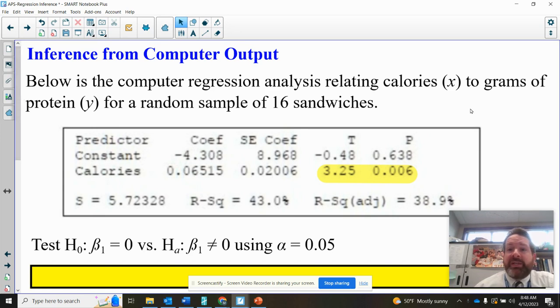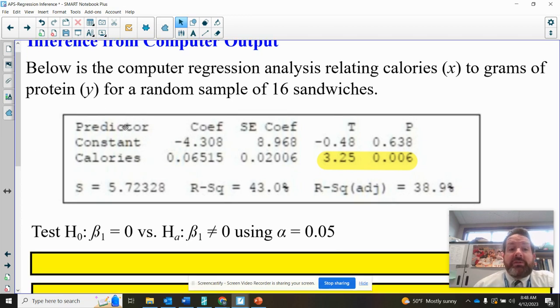So here's the output, looking at the explanatory variable of calories and the response variable of grams of protein in a random sample of 16 sandwiches. The regression equation, take a look over here next to the calories, since that's our x, there's your slope. So our slope is 0.06515, and above that at the constant, there's your y-intercept. So our regression equation, y hat equals 0.06515x, or protein, minus 4.308.